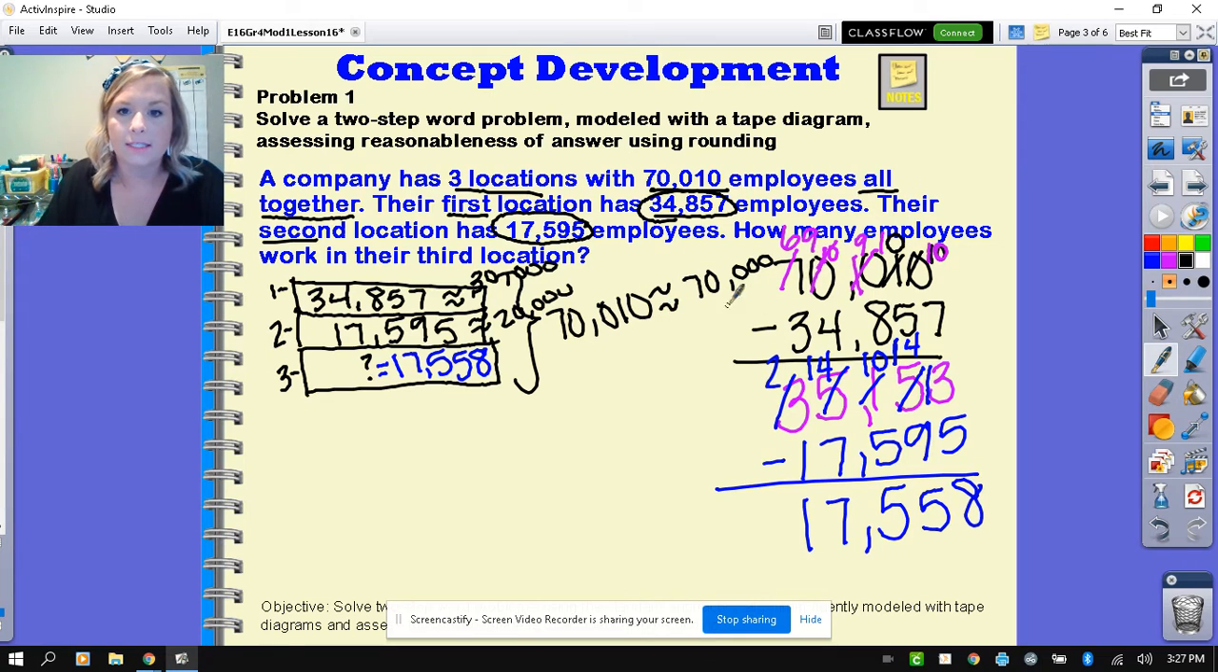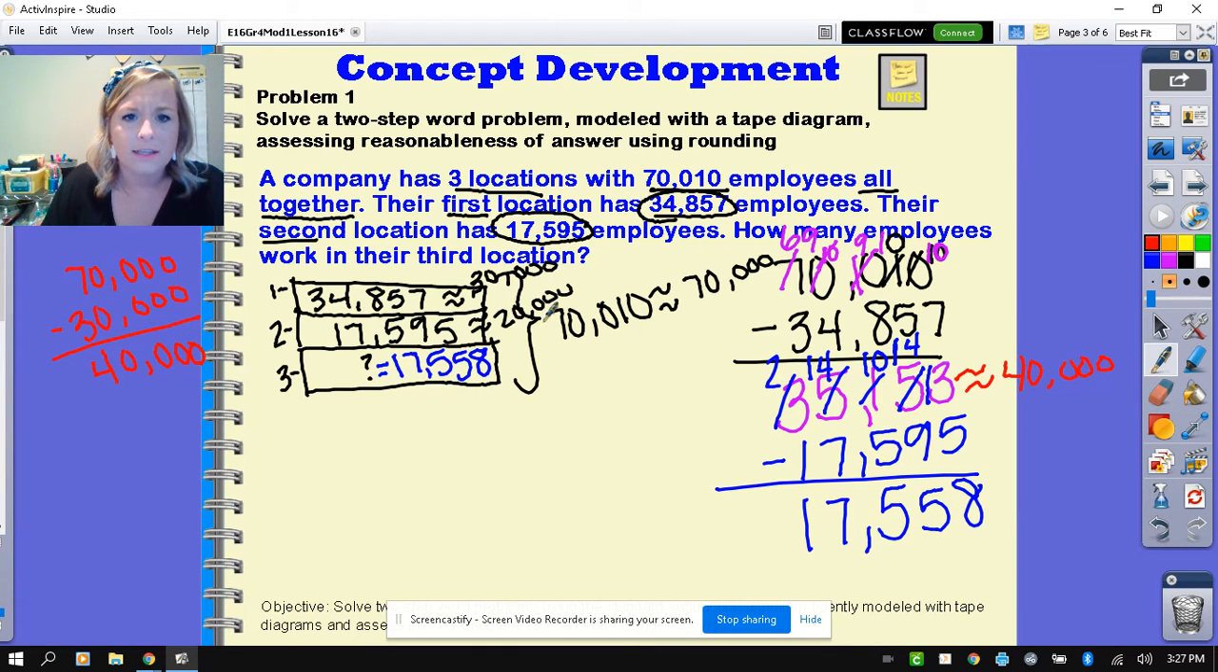So I'm going to start again with my total, and I'll do this in red over here. We have 70,000 as our total. I'm going to subtract location 1, which is 30,000. I can go across: 0 minus 0, 0 minus 0, 0 minus 0, 0 minus 0, and then 7 minus 3 is 4. So we're left with 40,000, and that's pretty close to what we got here. If we were to round this number, it would be close to 40,000. So we're on the right track so far.